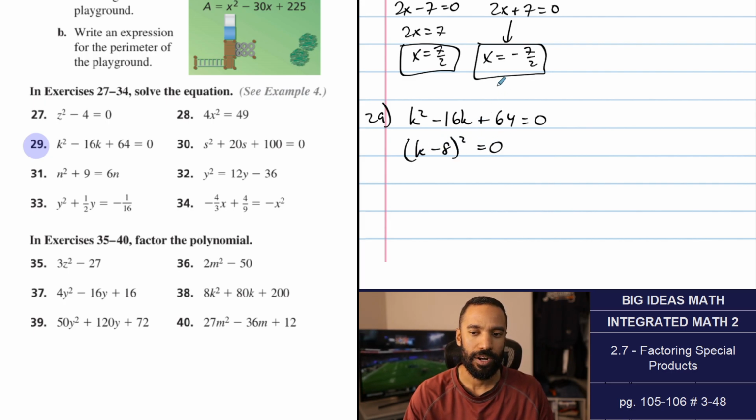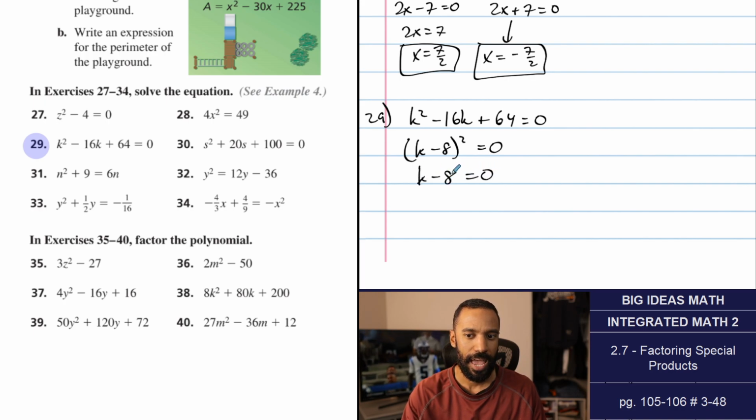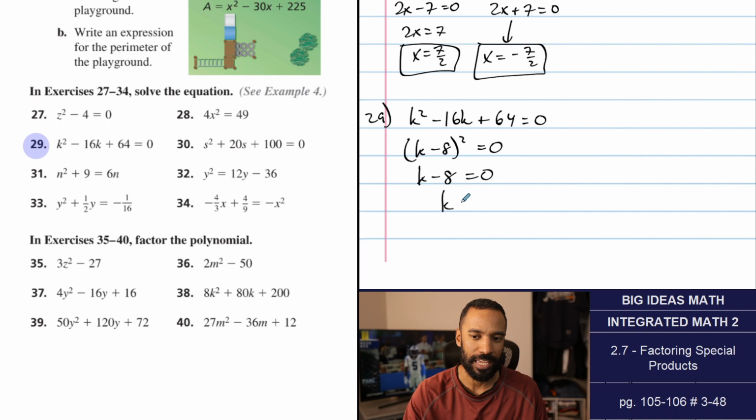Now k minus 8 quantity squared is k minus 8 times k minus 8. Two k minus 8's multiplied means it's the same solution set, either k minus 8 equals 0 or k minus 8 equals 0. K minus 8 equals 0. That means that k is 8. 0 squared is still 0. And 8 minus 8 would give us that 0.